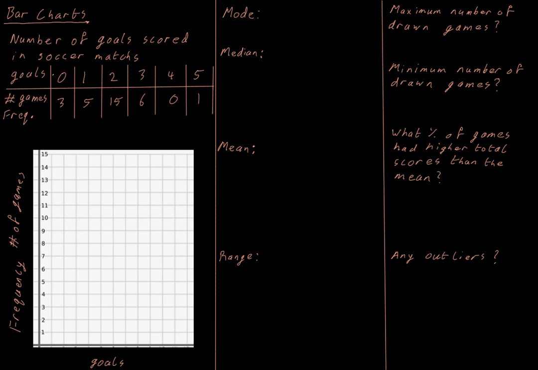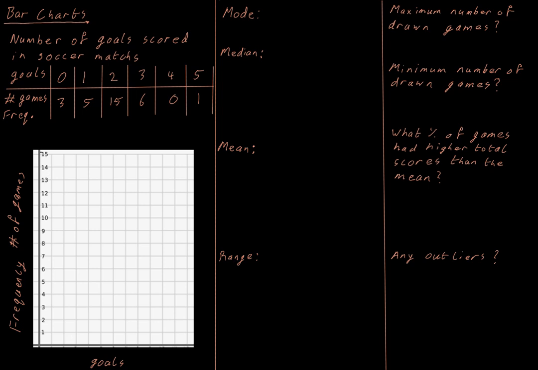So, if we have our number of goals scored in some soccer matches, we could have had 0 goals scored, and that happened 3 times. So there were 3 games where 0 goals were scored. There were 5 games where 1 goal was scored, and so on. So this is our frequency table, and now we're going to use this frequency table to draw our bar chart.